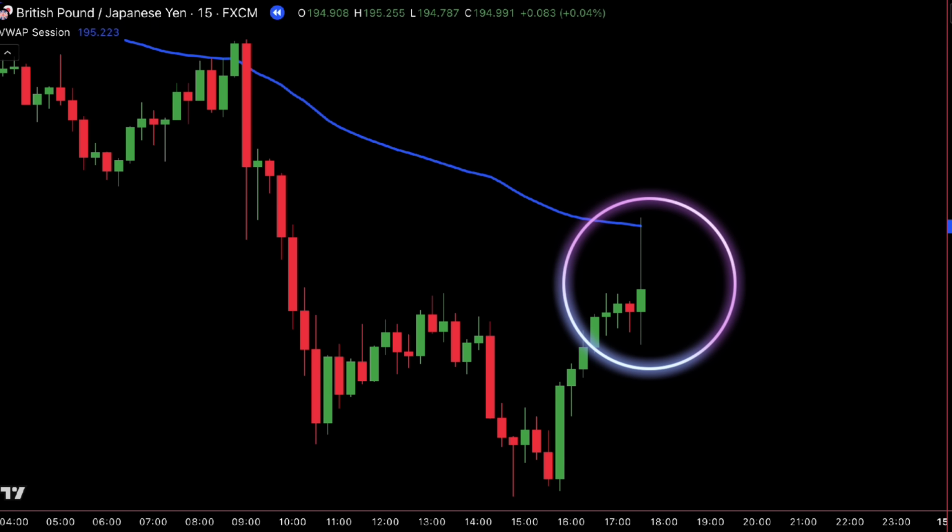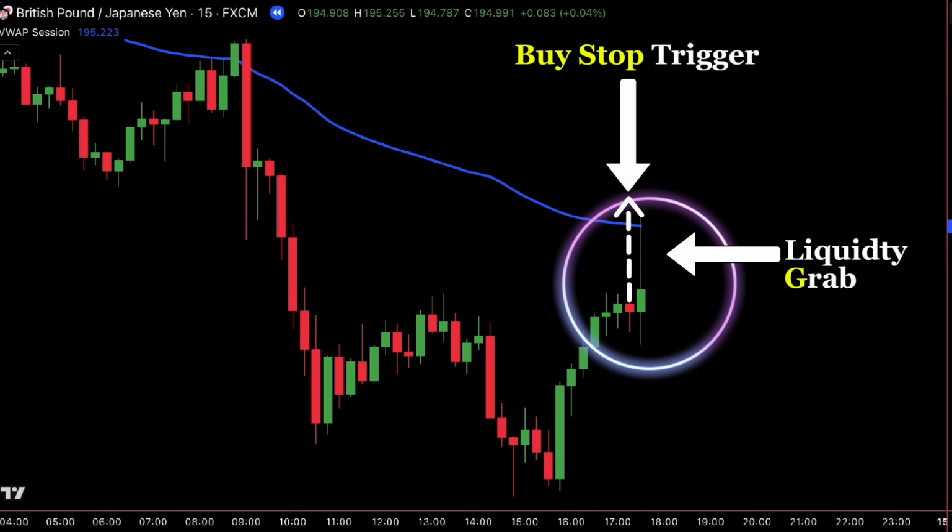This candle tells you there was a liquidity grab. Institutions pushed price above the VWAP to trigger buy stops from retail traders chasing the move. Then they snapped it back down, grabbing liquidity from both sides. It's a trap, and a classic sign that smart money just took control. This is your confirmation. Now, here's how you trade it.